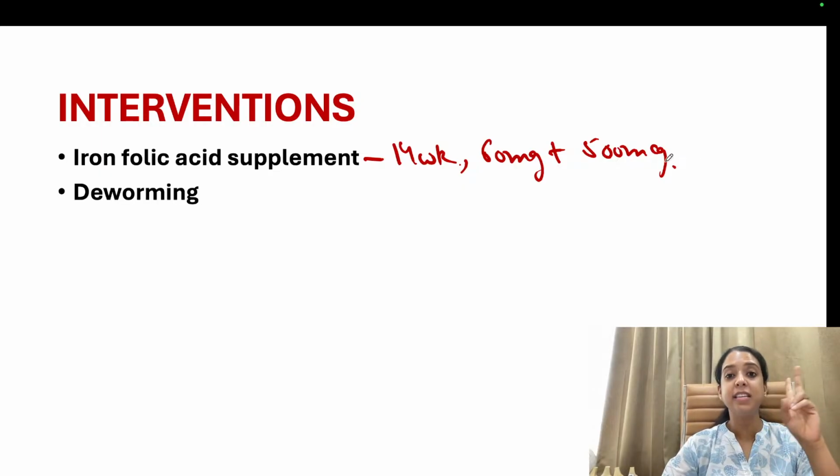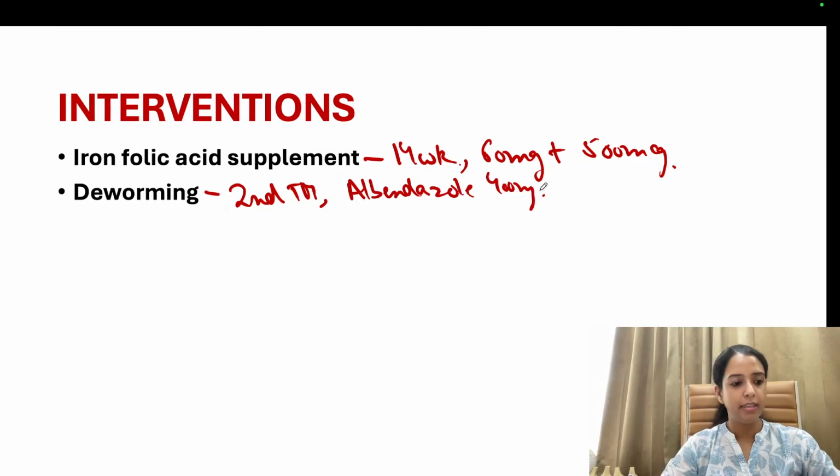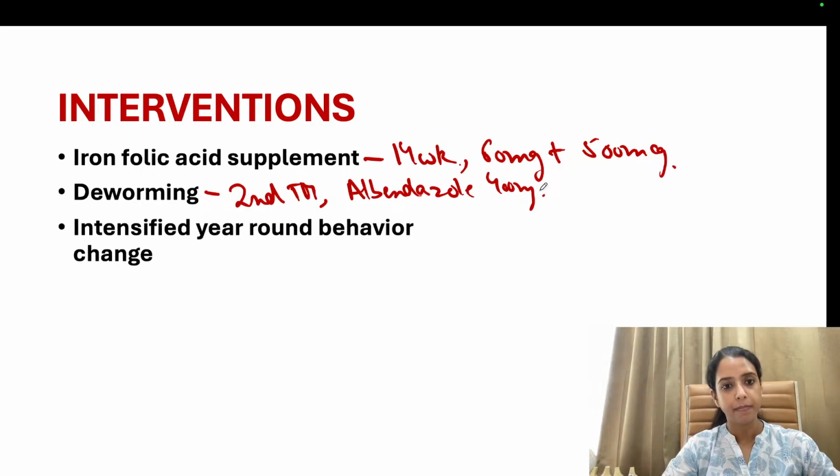The second intervention is deworming. Every woman has to be dewormed in the second trimester using what? Using albendazole. You have to give albendazole, 400 milligram, to every pregnant woman in the second trimester. So these are the interventions that are advised.